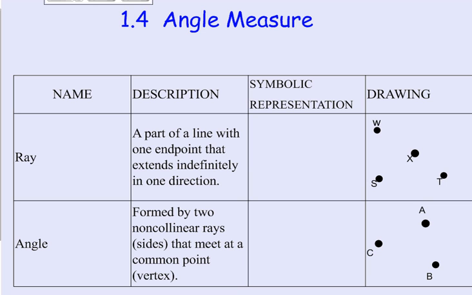A ray is a part of a line with one endpoint that extends indefinitely in one direction. So the symbolic representation would be two letters, and then you'd have one arrow above it that would show which way it's going. So you'd have ray RA looking like that. Okay, so if I wanted to draw ray XW, that's going to look like this, from X to W. Or if I wanted S going through T, it would look like this.